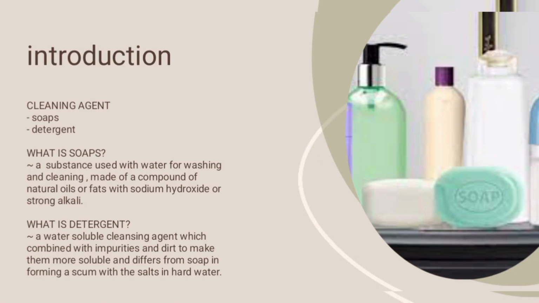Introduction to cleaning agents. Cleaning agents are divided into two, which are soap and detergent. What is soap? Soap is a substance used with water for washing and cleaning, made of a compound of natural oil or fats with sodium hydroxide or a strong alkali. What is detergent? Detergent is a water-soluble cleansing agent which combines with impurities and dirt to make them more soluble, and differs from soap in not forming a scum with salts in hard water.